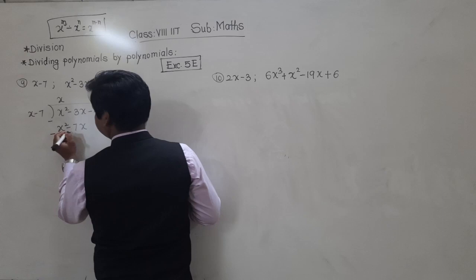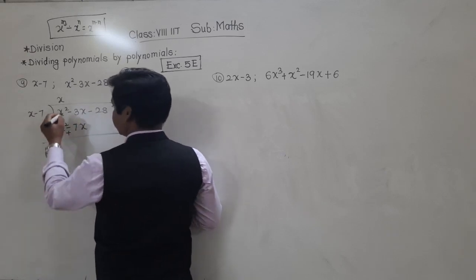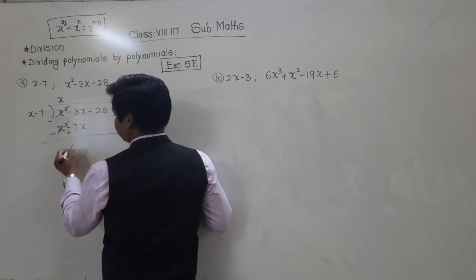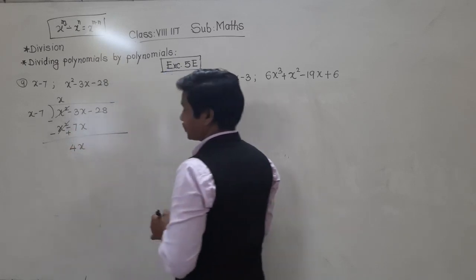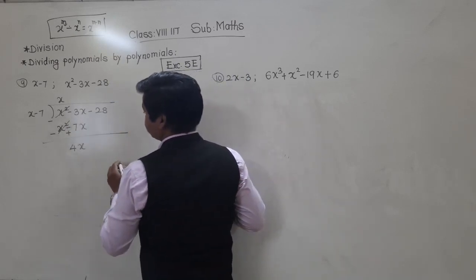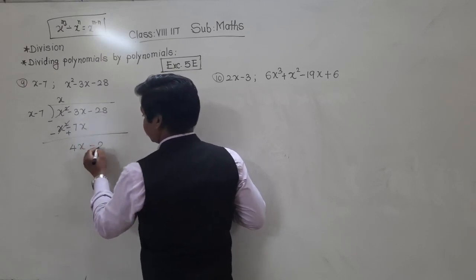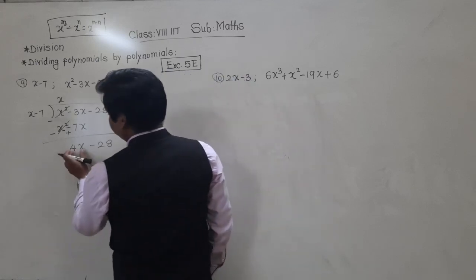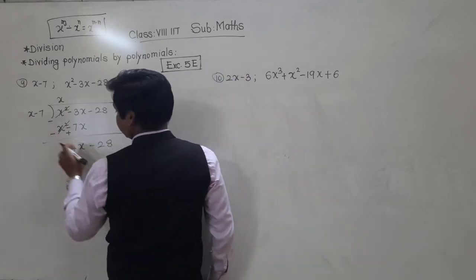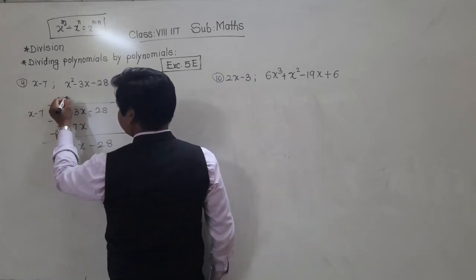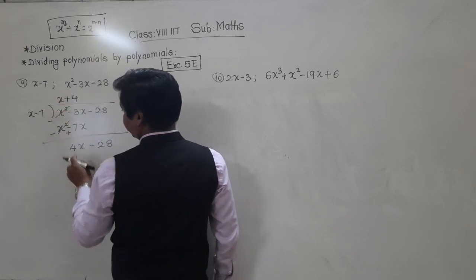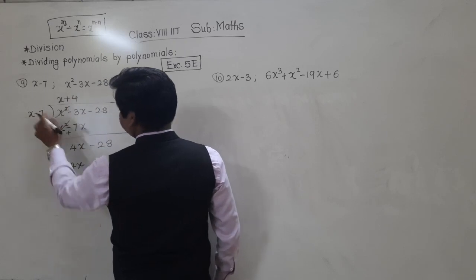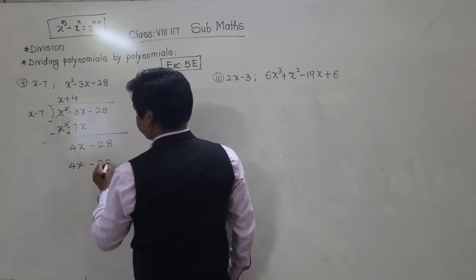Subtract, this will become minus, plus. X square minus x square, cut, minus 3x plus 7x, 4x, plus 4x. Okay, because 7 is greater and it has a plus sign. Minus 28, bring down, 4x minus 28. So here the first term 4x divided by x. X gets cancelled, remain 4, plus 4. Okay, so 4 into x, 4x, 4 into minus 7, minus 28.